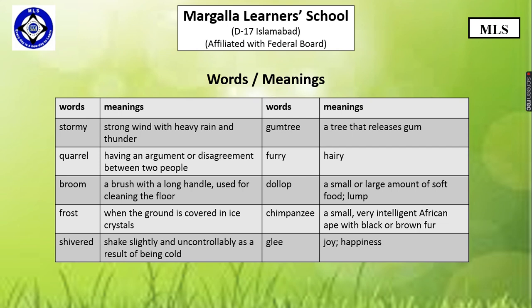Gum tree is a tree that releases gum. Furry means hairy. Dollop is a small or large amount of soft food, or you can say a lump. Chimpanzee is a small, very intelligent African ape with black or brown fur. Glee means joy or happiness.